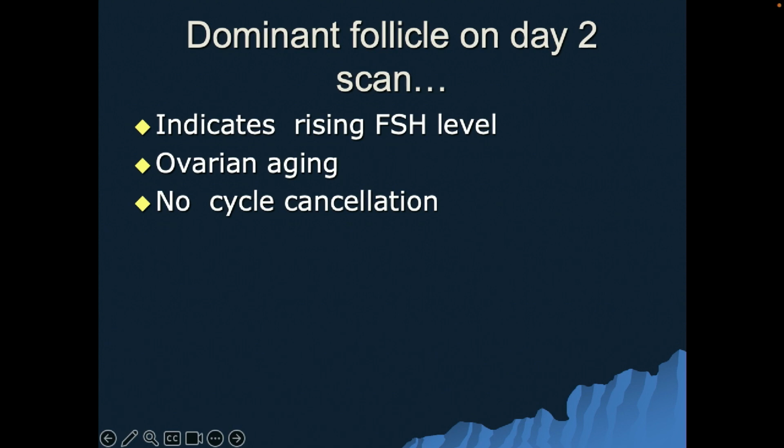Instead, if I am seeing this cystic lesion which is more than 15 millimeters, if it is more than 25, I will think in terms of follicular cyst. And if it is still within the range of 15 to 25, I will think of residual active follicle of the previous cycle.